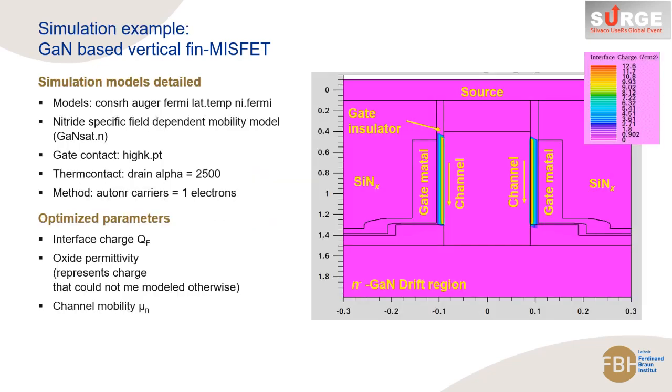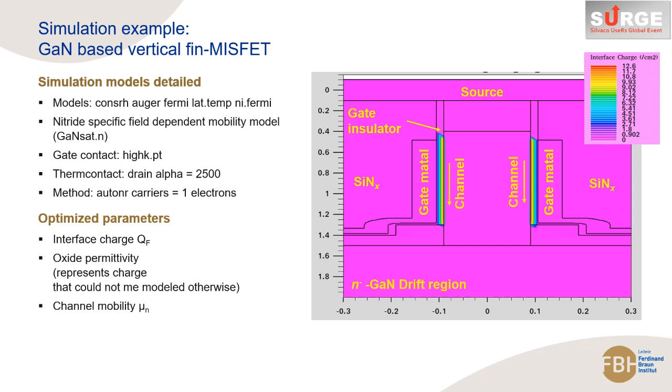In our first example, we modeled the on-state conductance in GaN-based fin MOSFETs. For the simulation, we used the following physical models: the concentration-dependent Shockley-Read-Hall recombination, Auger recombination, Fermi-Dirac carrier statistics, and lattice heating. For mobility, the Nitride field-dependent model for electrons was chosen. To simplify the numerical solution and to improve the solution convergence, electrons as a single carrier is used.